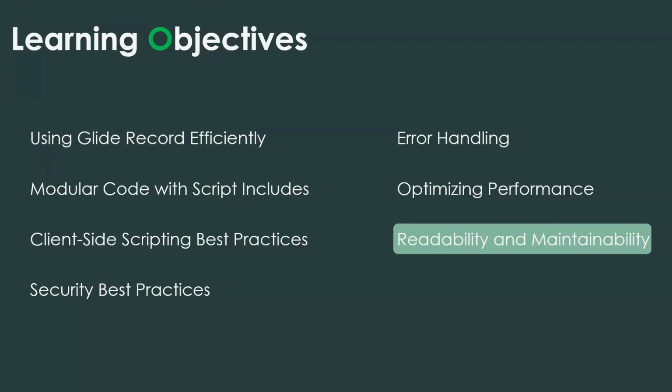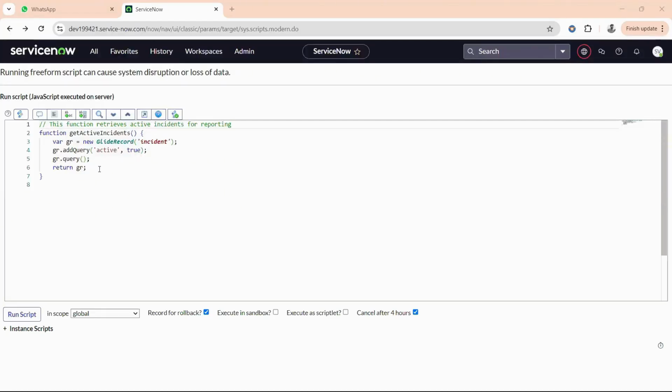Readability and maintainability. Finally, always write code that is easy to read and maintain. Use meaningful variable names, add comments to explain complex logic, and keep a consistent structure. As per this example, simple self-explanatory code helps not only you, but also your teammates down the road.